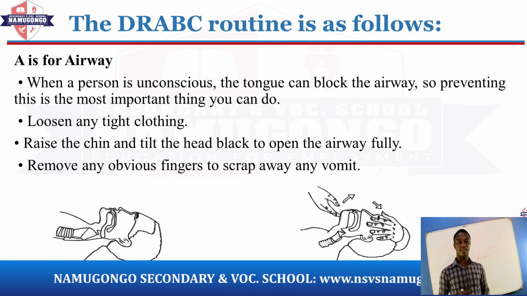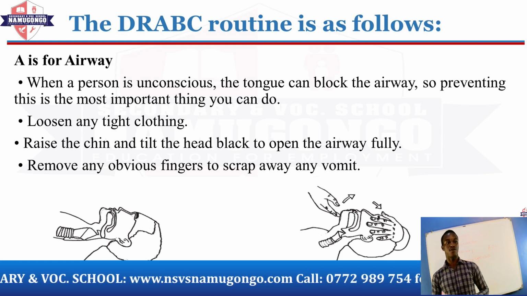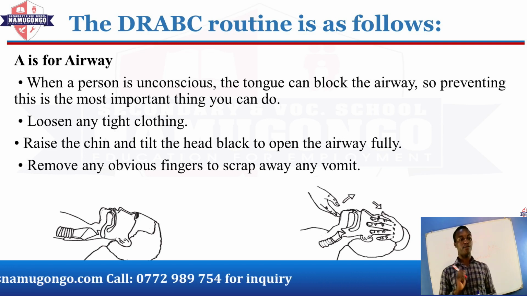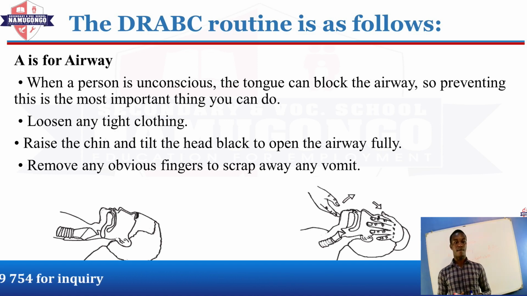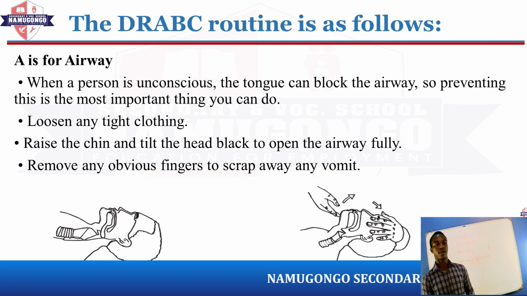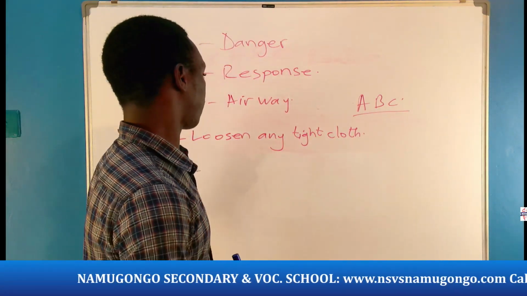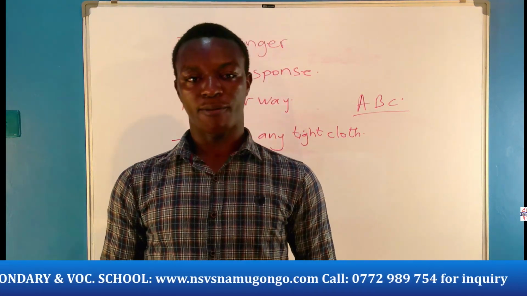Then the second thing is shown in the picture that you're seeing there. You raise the chin and tilt the head back to open the airway fully. So the tilting is shown in the picture below. You can see how the head is tilted, and then the airway is unblocked. Remove any obvious obstruction with your fingers, and scrub away any vomit. So if the person has vomited, you have to remove the vomit.